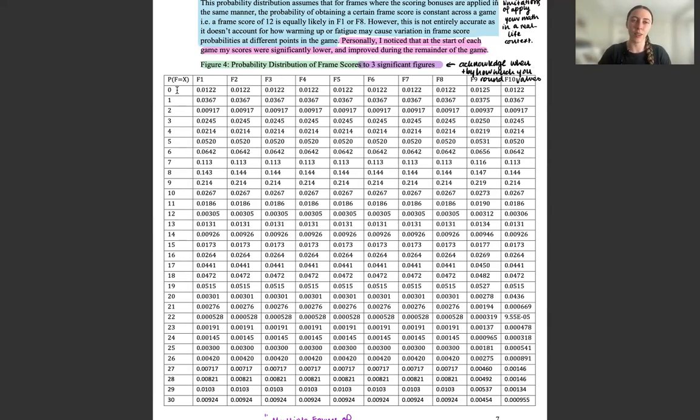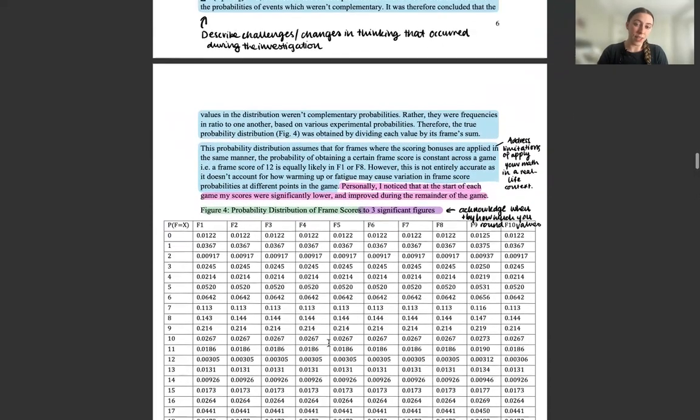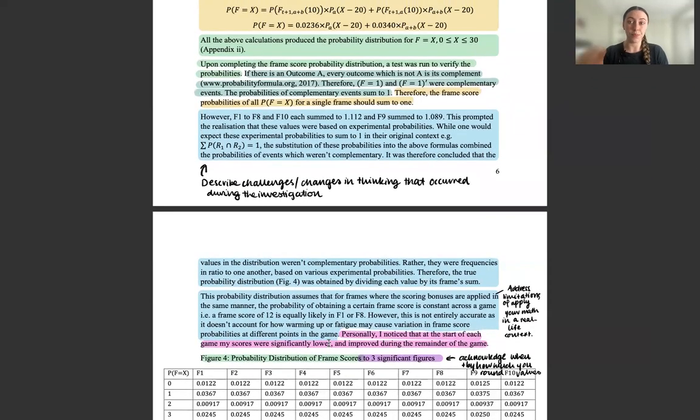So it's like the probability of scoring 0 for frame 1 is 0.0122. So that's what this whole table is. The issue that I found was that probabilities of events which are opposite to one another, like if one thing occurs, the other thing doesn't occur, complementary probabilities. That's the word I was searching for.